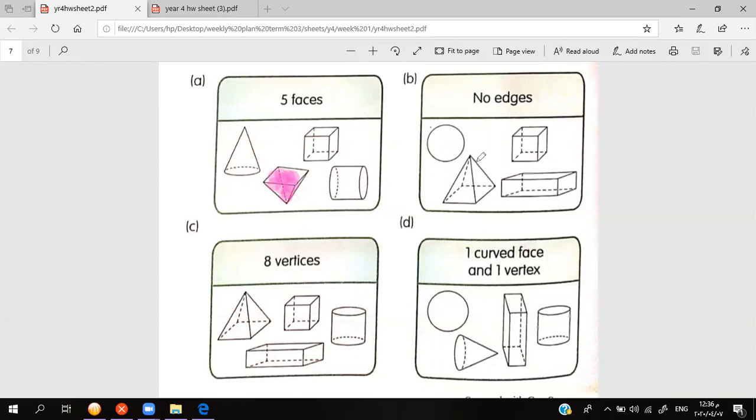Now here, no edges. Doesn't have any edges. Definitely it's the sphere. No lines in it. It's only a curved face. 8 vertices, okay? If you know the vertices, you know that it's the cube and the cuboid. They got 8 vertices.